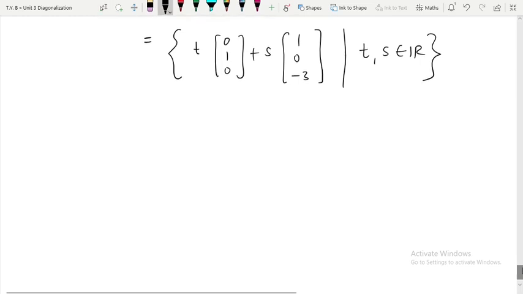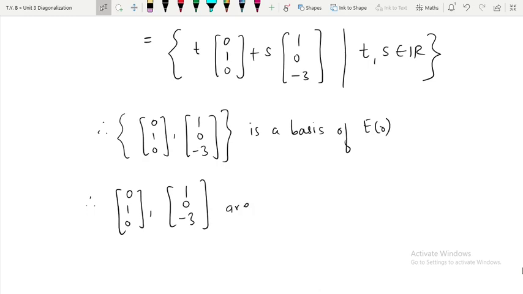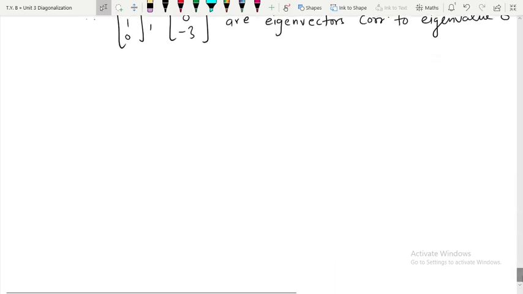So therefore we got the basis of the eigenspace in this case. So I will say the set {(0, 1, 0), (1, 0, minus 3)} is a basis of E of 0. And what are the eigenvectors? You can say this (0, 1, 0) and (1, 0, minus 3) are eigenvectors. Remember, these are linearly independent eigenvectors corresponding to eigenvalue 0. And therefore what is your GM? Sorry, therefore your GM of 0 is 2. We can call it as 2.